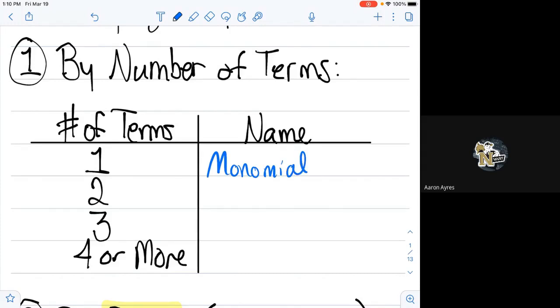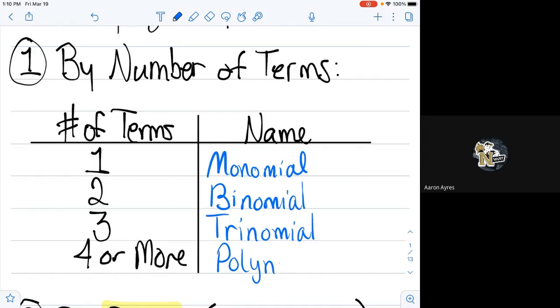So, two terms, binomial. Three terms, trinomial. After three terms, we get lazy. Four or more terms, polynomial. Grab a picture of that table. Everybody got it?